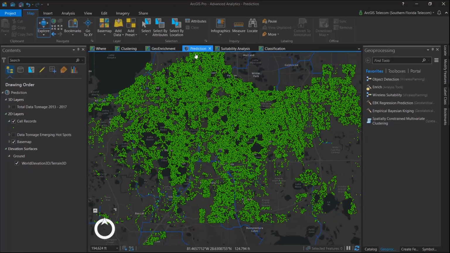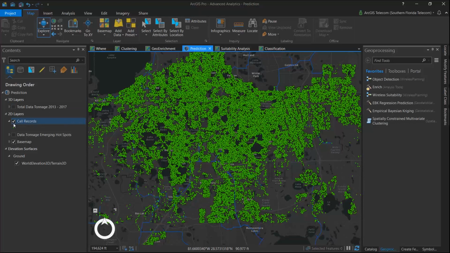The third analysis technique is prediction. Prediction tools allow us to look at historical patterns and trends within our data and predict where something may happen in the future. On our map, we are looking at call records since 2013. And we want to understand how much data has been consumed by our customers and where they may be continuing to consume a lot of data in the future.